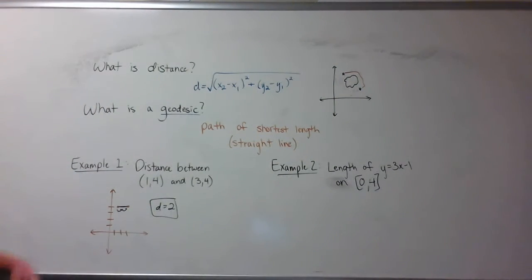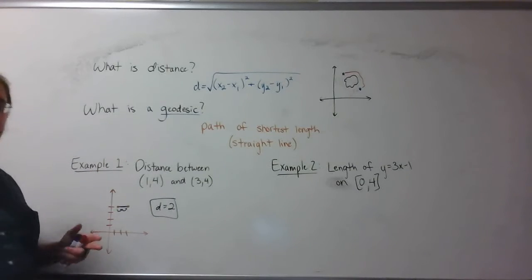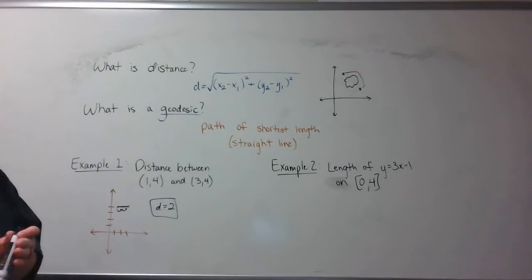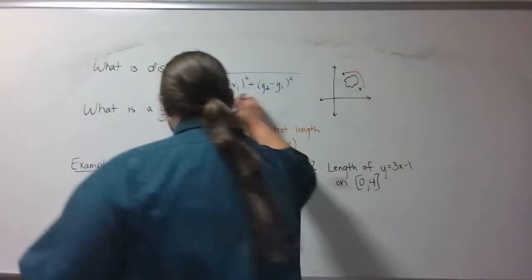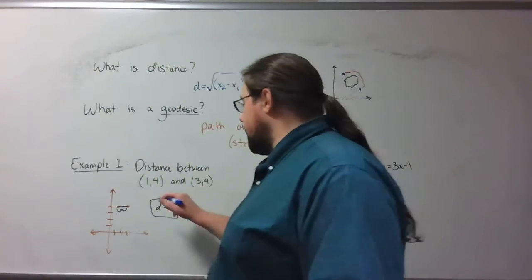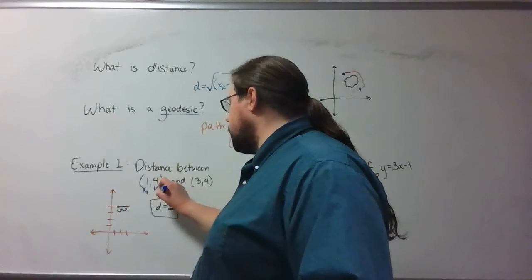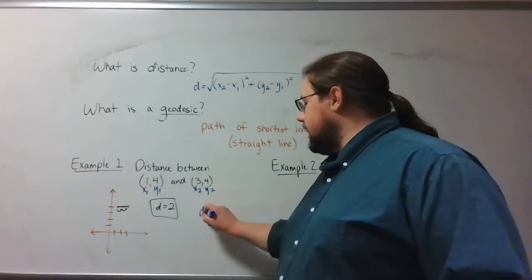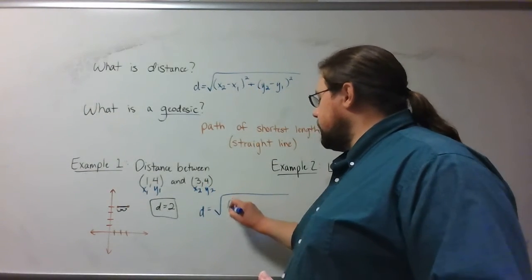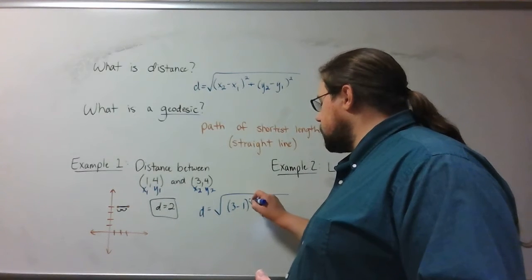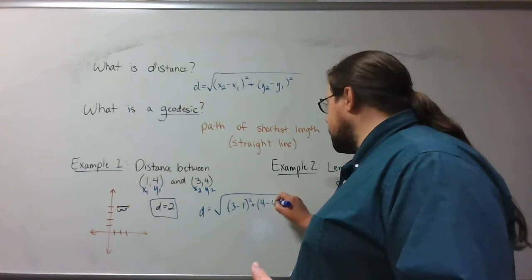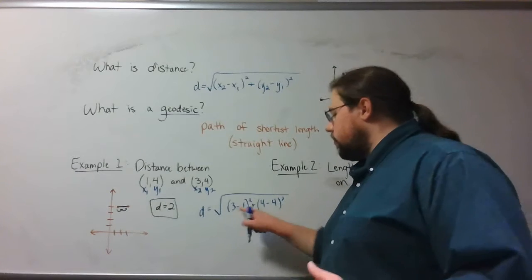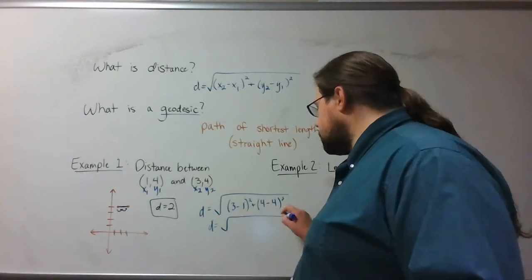Now, the question is, if I don't graph it, if I just use the straight algebra method, will I get the same answer? And the answer is, of course you will. So I'm going to use that exact algebraic form up there. I'm going to write x1, y1, x2, y2, and I'm just going to do the math. So d equals the big square root of (x2, which is 3, minus x1, which is 1) squared, plus (y2, 4, minus 4) squared. Now, 3 minus 1 is 2, okay?